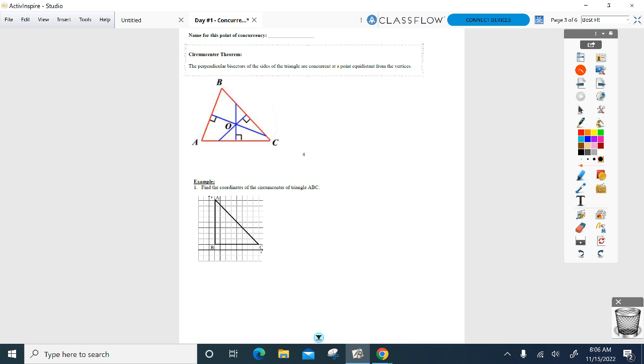Is everybody seeing that? It's the same distance, and that is the special fact about the circumcenter, that it is always equidistant from the vertices. All right? The circumcenter of a triangle is the same distance away from all three vertices every single time.